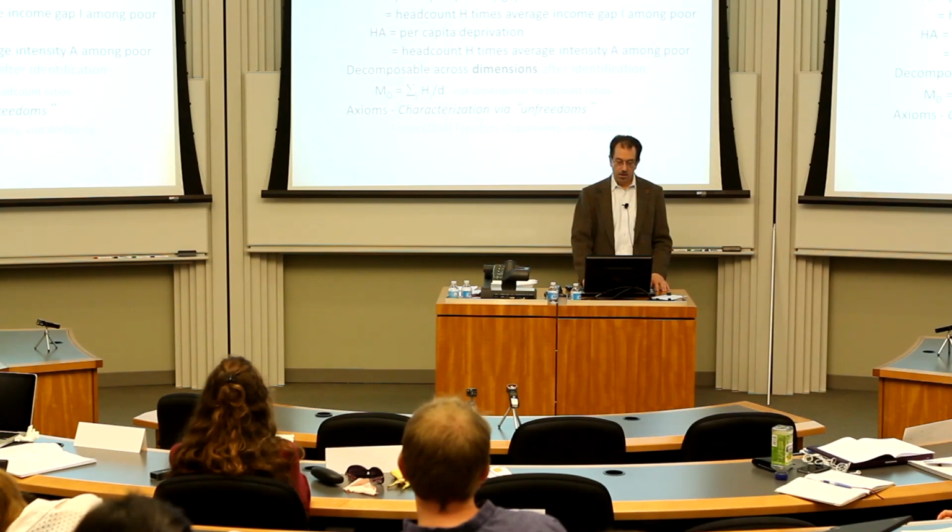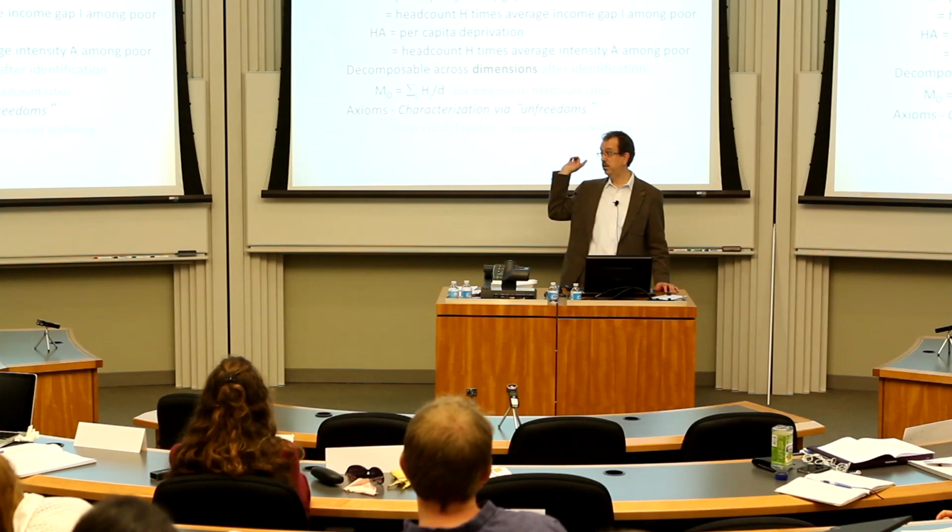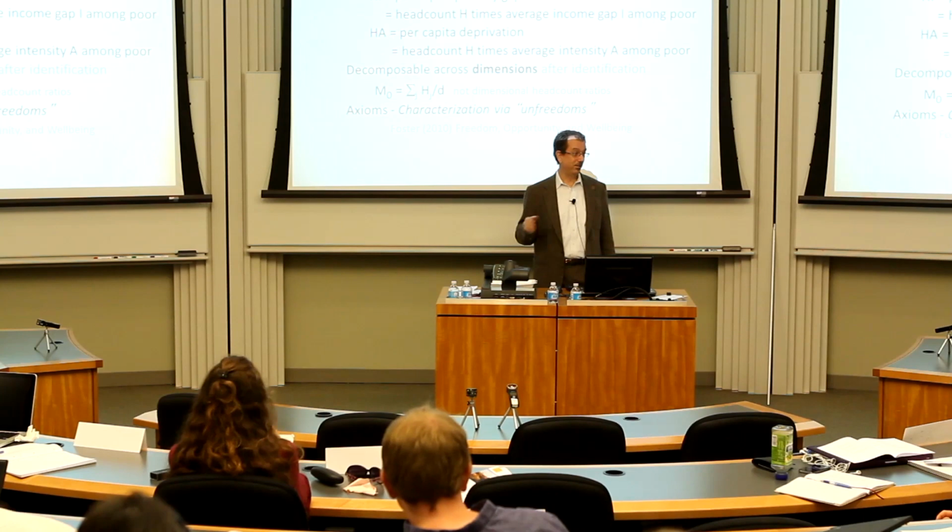And it can be characterized using notions of unfreedom, that theorem I just showed you. Remember it had a censoring? That censoring becomes like a poverty line in K. So that theorem supports this approach to measuring.